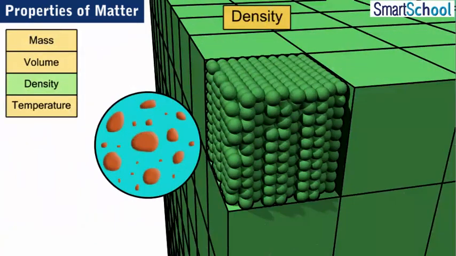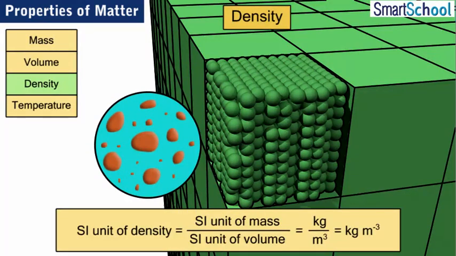Density is the amount of mass per unit volume of the substance and can be illustrated as shown in the equation. As per this unit, chemists often express density in grams per cubic centimeter.